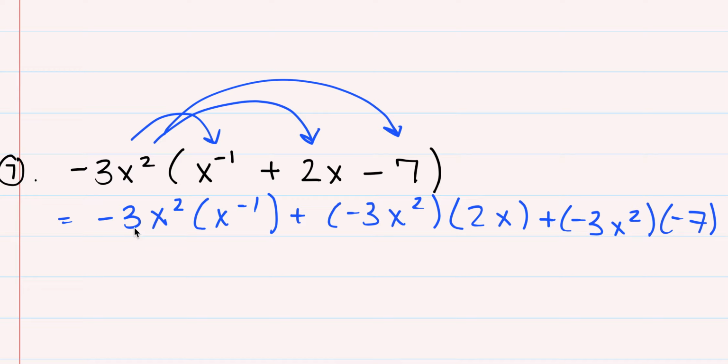Okay, the only coefficient I have here is a negative 3, so I'm going to bring it down. Then I have x squared times x to the negative 1, add these numbers, 2 plus negative 1 is a 1. Then I have a negative 3 times a positive 2, that's going to make a negative 6. This has an exponent of 1, so I get x cubed. Negative and negative make positive. 3 times 7 is 21, and then we have the x squared.